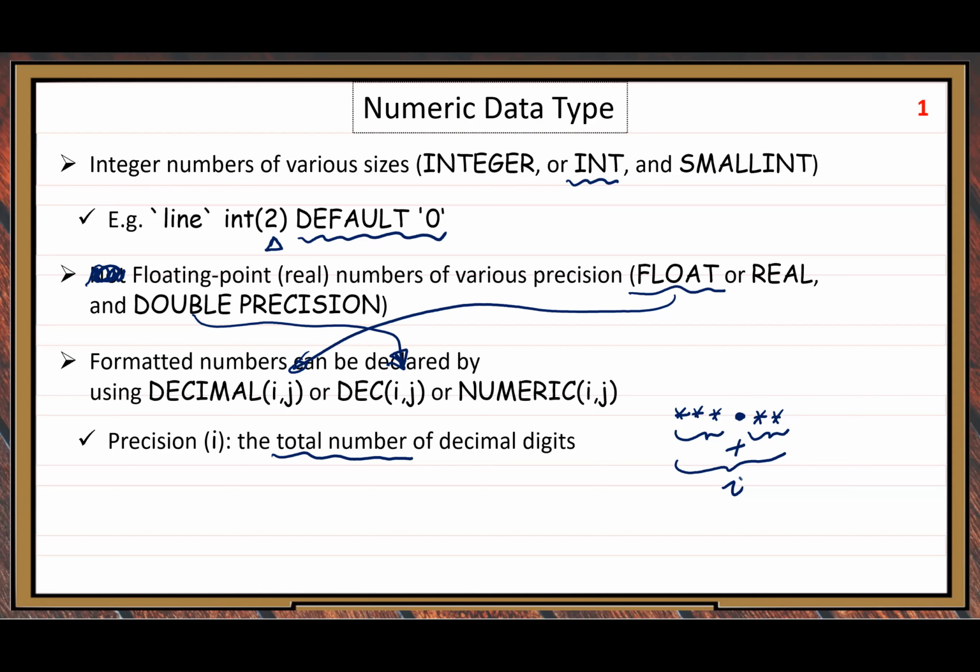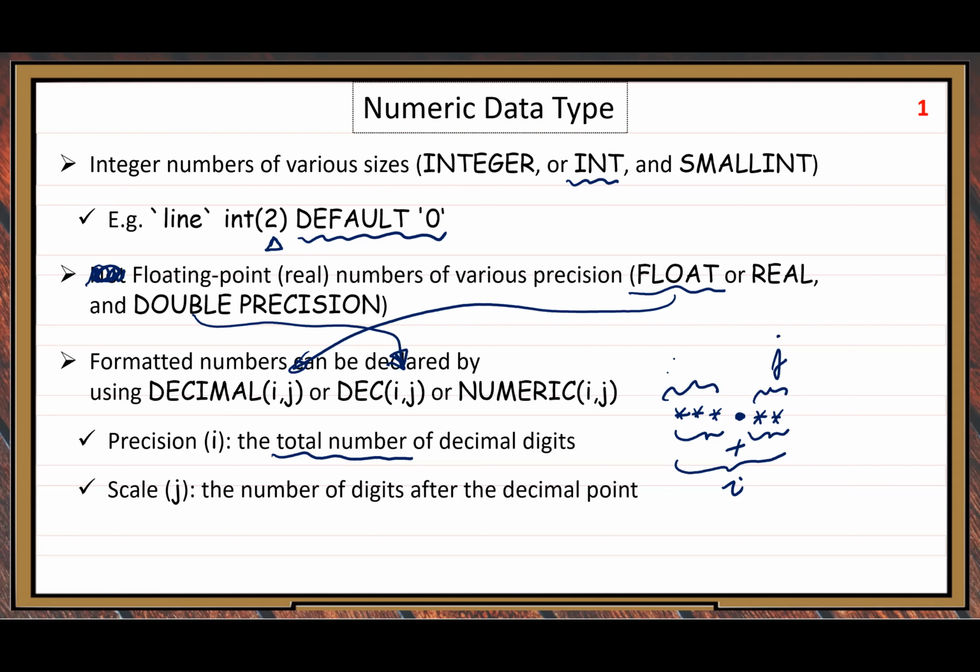And J we call the scale, the number of digits after the decimal point. So the number of digits before the decimal point is I minus J. Later you can use this way and you can understand how other people use this way to represent floating point numbers.